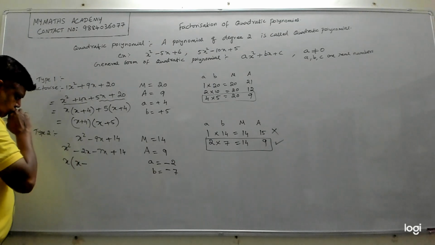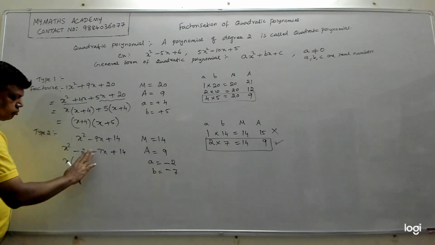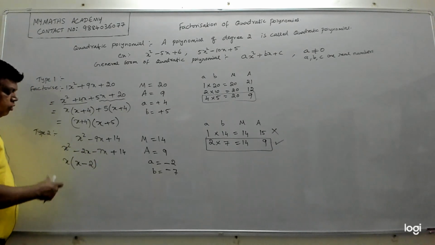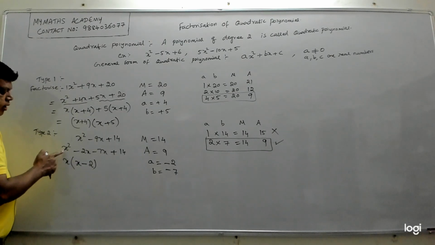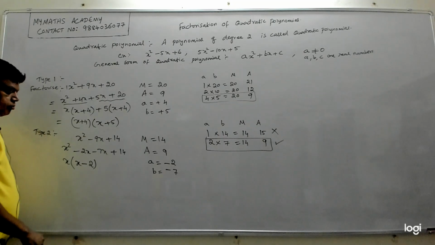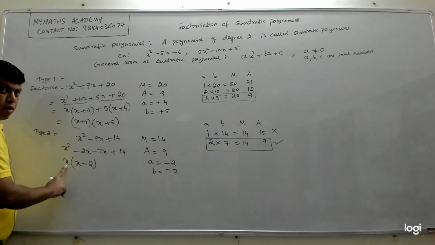Minus, here 2x. From 2x I have taken x. I will have minus 2. Now if you multiply x into x, x square, x into minus 2, minus 2x. We will get back the same thing. Suppose you don't know how to get this x minus 2, if you take x common.